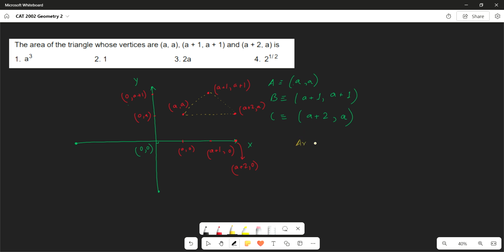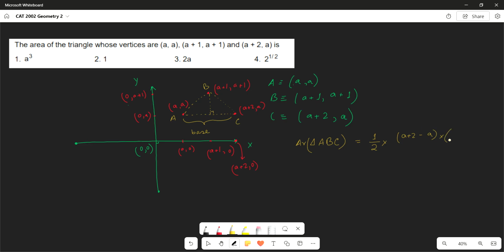What will be the area? The area of triangle ABC is half into base into height. Suppose this is the base, obviously this is the base. Half into base, the base is AC. What is the length of AC? The length of AC is the x coordinate of C, which is a+2, minus the x coordinate of A, into the height. This is the perpendicular distance, the height.